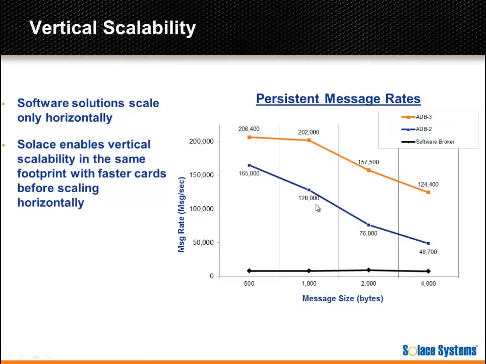The blue line shows the performance of Solace's entry-level persistence card, the ADB2. This card already provides well over 10 times the message rate of software brokers, and that's what allows you to avoid considerable horizontal scaling. If you were to start with this card, and then you need to increase performance later, no problem. You just upgrade the ADB2 in your existing appliance to an ADB3 card whose performance is shown by the orange line, and you get more capacity in the same footprint. You don't add additional appliances, and there's no impact to the architecture or implementation of any of your existing applications.